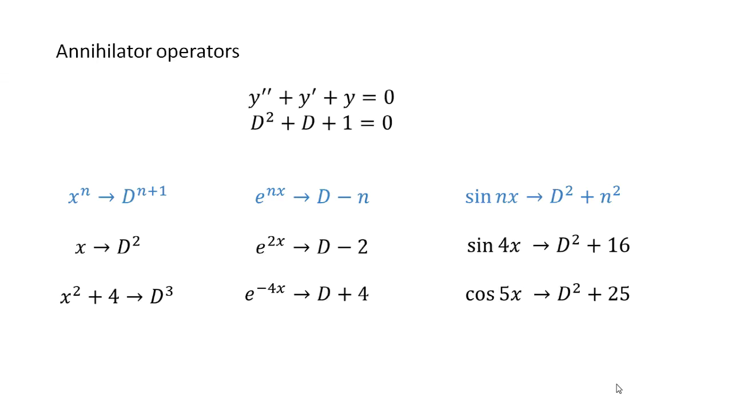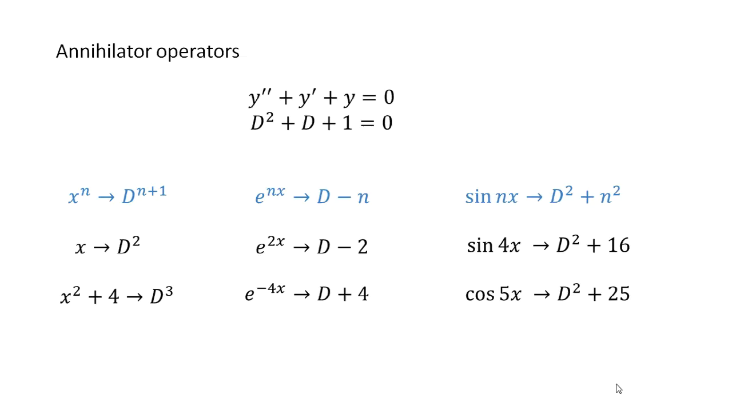I know. For the equation y double prime plus y prime plus y equals 0, we will have to change it to D squared plus D plus 1 equals 0. For other operators, if x is to the power of n, it will become D to the power of n plus 1. Such as x will become D squared and x squared plus 4 will become D cubed. As for e to the power of nx, it will become D minus n.